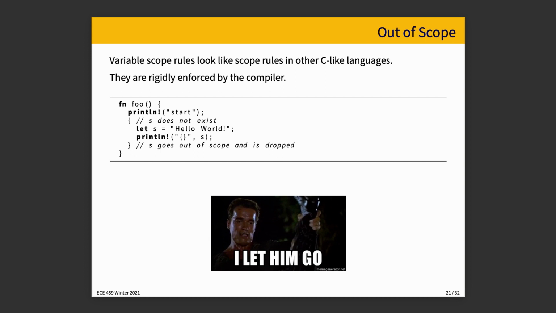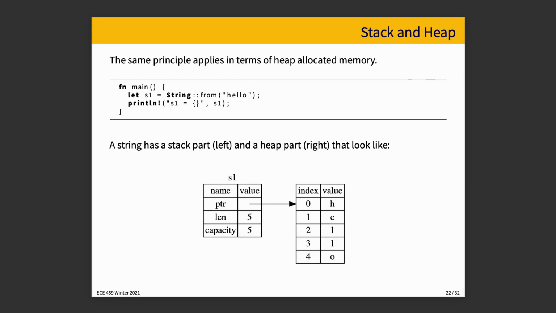Memory is allocated, it exists when it needs it, and then when its owner goes out of scope, the value is dropped. Now, the same principle applies in terms of heap allocated memory. So let's say that we have a string and we're going to heap allocate the string using the string from function. And this creates a new string and populates it with the string literal that we have provided. So let s1 equal string from hello, and then we will print it.